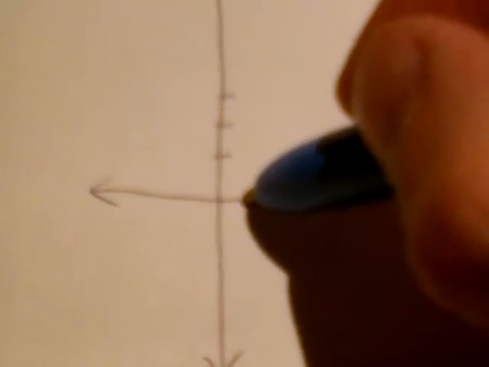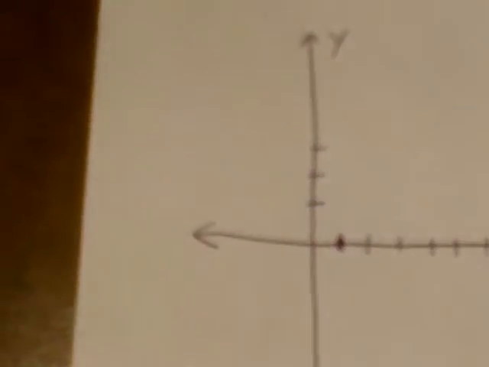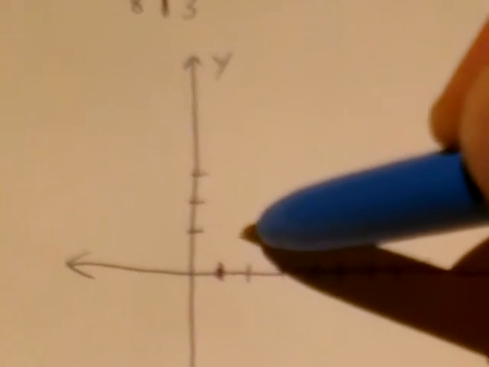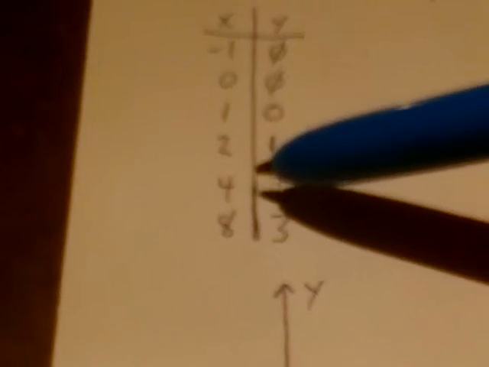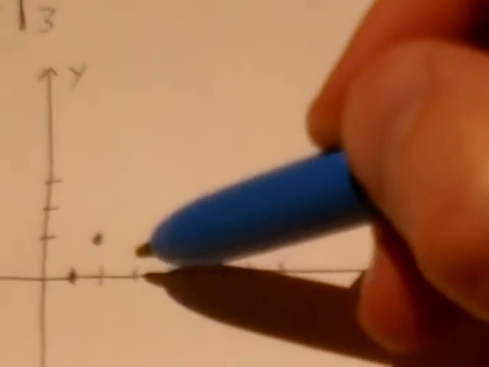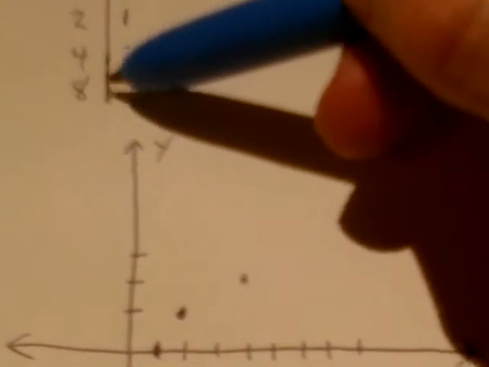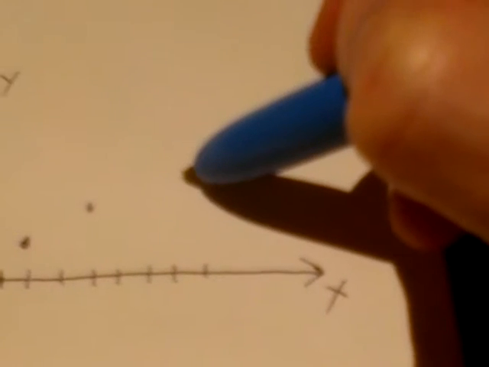So let's plug in our numbers here. From our t-chart, we got 1, 0. So we'll put that right down here, 1, 0. I'm going to move the light here a little bit so there's less shadow. At least I hope there's less shadow. And then we go to 2, 1. So down here, 2, 1. And then we have 4, 2. So it's 1, 2, 3, 4, up 2. And lastly, we have 8, 3. So we go over to 8 and up to 3.